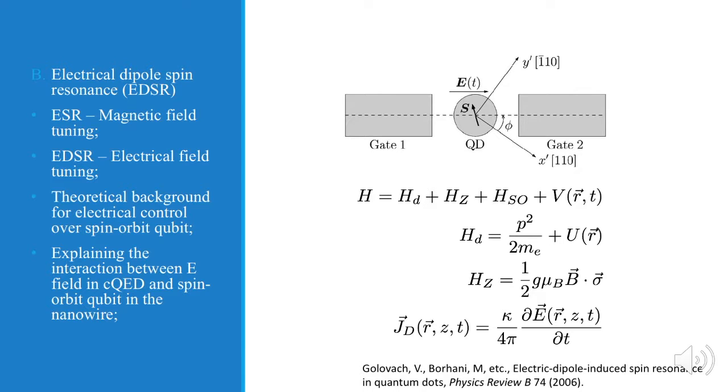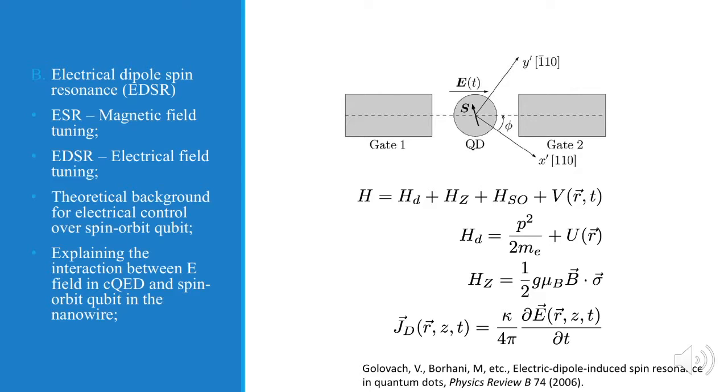Here I have the theoretical background for the E-field control over spin orbit qubit. If we look at this equation, H is the total Hamiltonian, which consists of 4 different parts. HD is the Hamiltonian for the confined electron. HZ is just the traditional Zeeman interaction. HSO is for the spin orbit interaction. Here, V, the potential, is a small perturbation term indicating the electrical potential experienced by the electron.